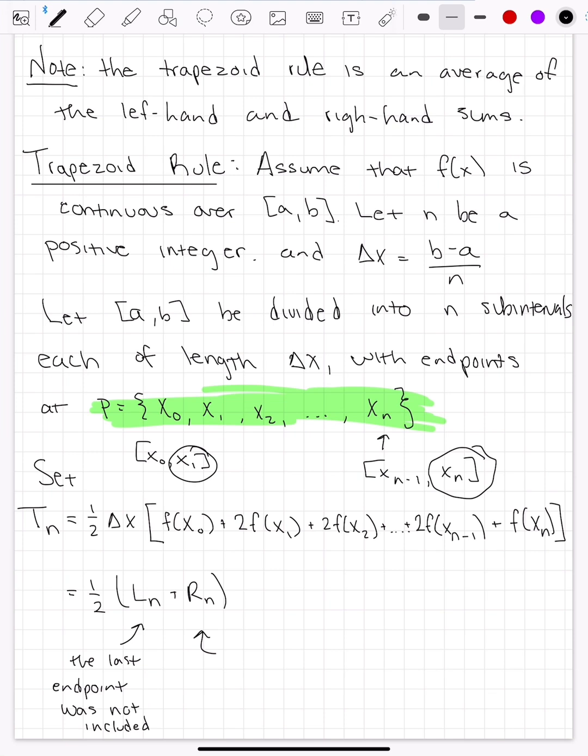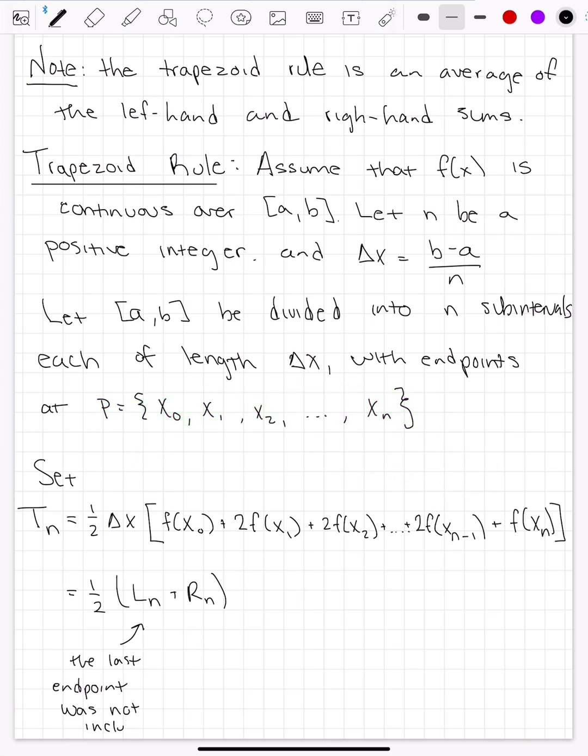So when we add up Ln and Rn, the first and the last one, the first one only gets used for Ln, and the last one only gets used for Rn, but everything in between gets used for both of them. So that's why we see those 2's there as well. So it all works out that this is a weighted average, just the average of Ln and Rn, right? So that's all the kinks behind the trapezoid rule.